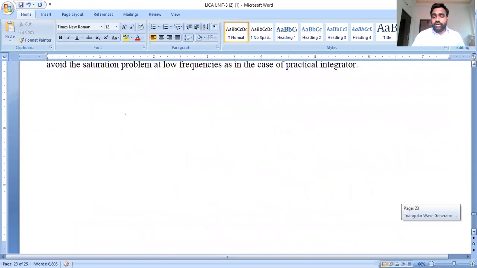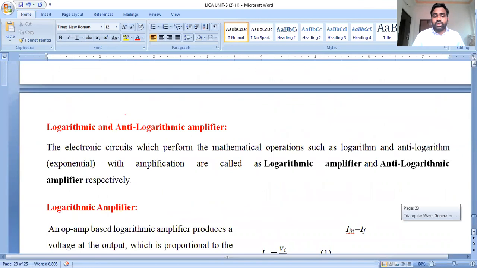So now coming to our next concept, the logarithmic and anti-logarithmic amplifier. This is an application where the electrical circuits will do mathematical operations. That means the operational amplifier will do division, multiplication, subtraction, addition, exponential value, logarithmic value, sine value, cosine value, and other mathematical operations with the help of this logarithmic amplifier.